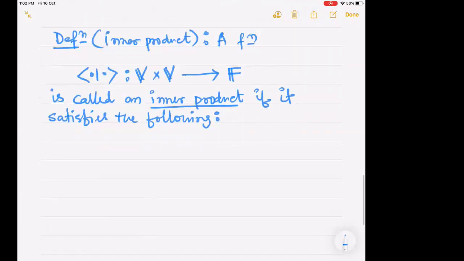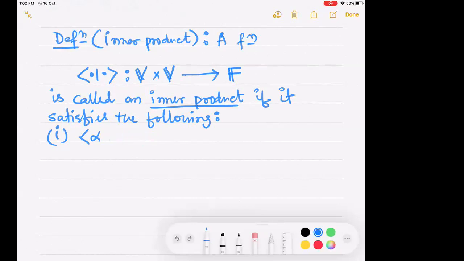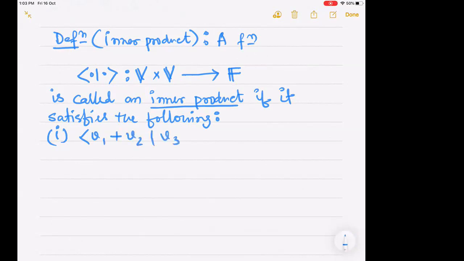What are these? Number one, it says that if I have two vectors... okay, let me do it this way. Let me do vector addition first. So suppose I have V1 plus V2 and V3. This must be equal to V1, V3 plus V2, V3, which means it respects scalar addition in the first variable.